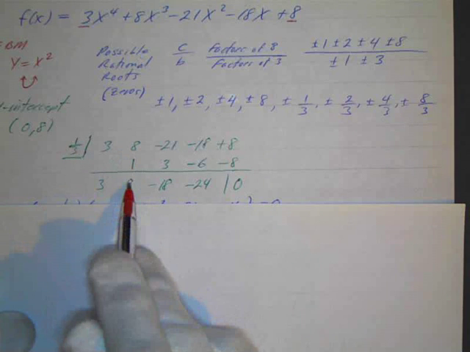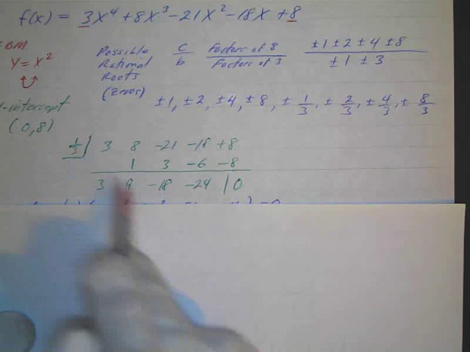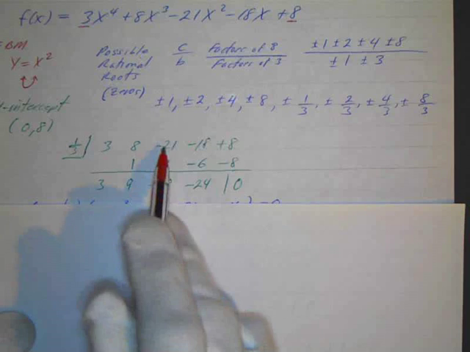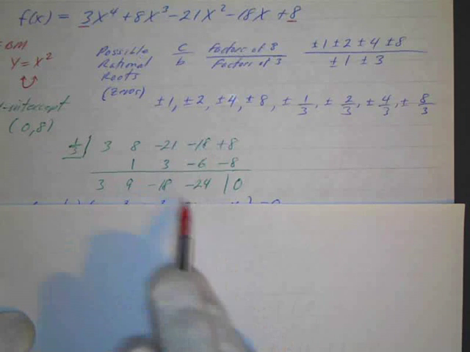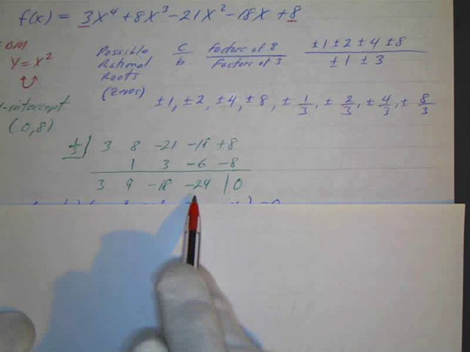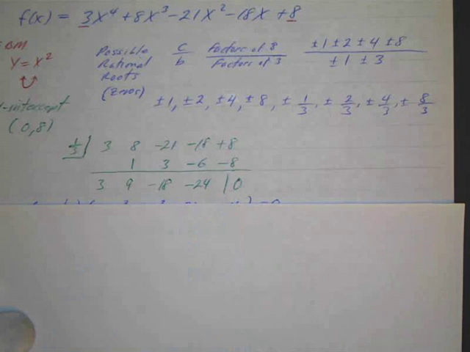So 8 plus 1 is 9. 1/3 of 9 is 3. Negative 21 plus 3 is negative 18. 1/3 of negative 18 is negative 6, plus negative 18 is negative 24. And 1/3 of negative 24 is negative 8, so I got my 0 right away. I was pretty lucky on this one, right off the bat.